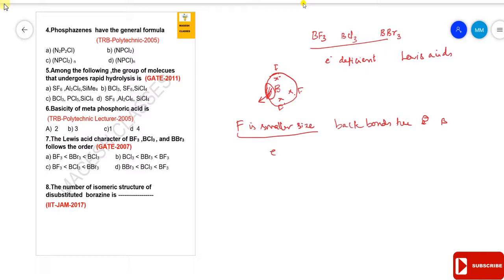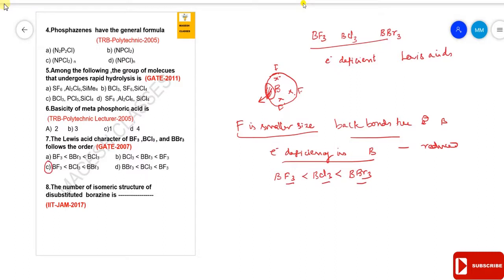So the electron-accepting tendency, that is the electron deficiency in the boron, is reduced by the fluorine. This is because of the size. And so the acidic order is boron trifluoride is the weakest acid, then BCl3, and then BBr3. This is because of the size factor and the back-bonding of electrons into the vacant orbital. The electron deficiency of the boron is reduced. Thus your answer is C. Now the question is solved.